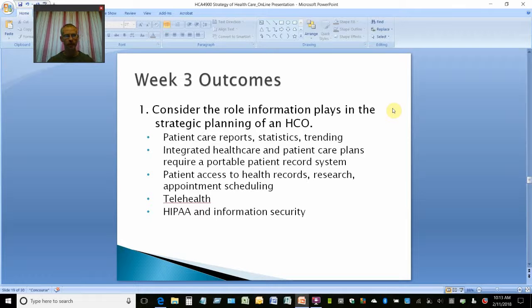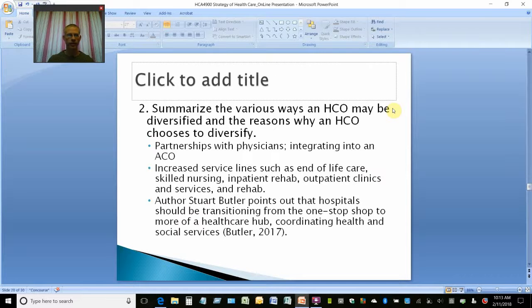Integrated healthcare and patient care plans require portable patient record systems. If you're going to be moving into the direction of the HCO, having managed patient care plans, this information needs to be accessible at all areas. It needs to be portable. Patient access, they need to be able to see their health records, do research. More and more people are going onto portals online, doing research. They want to be informed consumers. Telehealth is certainly making its mark in the health industry. HIPAA and information security, all very important with information technology.